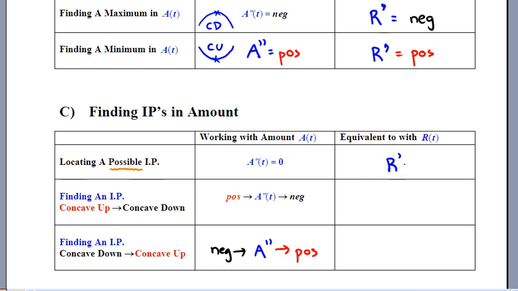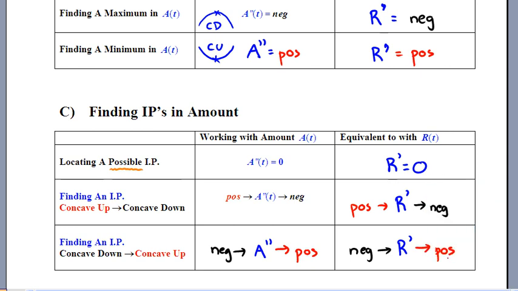R prime would have to equal 0. So if you're looking at a graph of rate, there'd be a little flat spot on it. And then the actual confirmation that it's an inflection point, well, you'd be watching this R prime, which is the same thing as A double prime, and you'd be looking for switchovers. So if it switched from positive to negative, or if it switched from negative to positive.